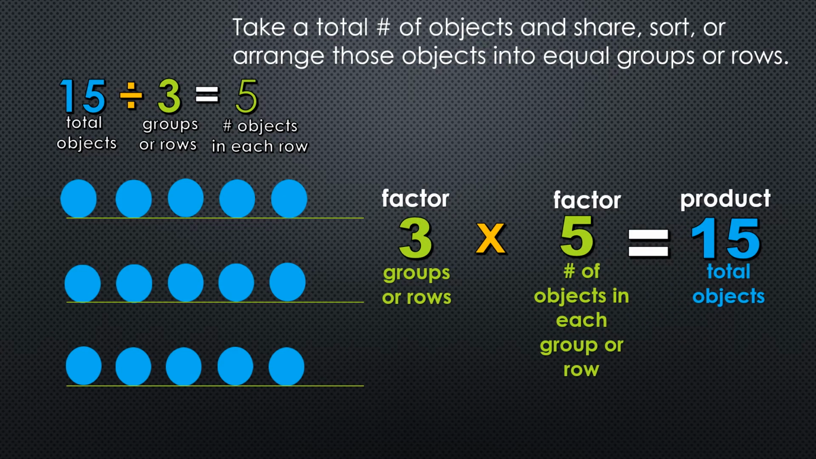Remember, you can always check using multiplication. Now that we've taken those objects and put them into rows, we can see that this is looking more like a multiplication sentence. But we already knew our total objects. So we're going to take the three groups. We see that we have 3 rows. We know that we have 5 objects in each row, and we can count those objects, and we know that there are 15.